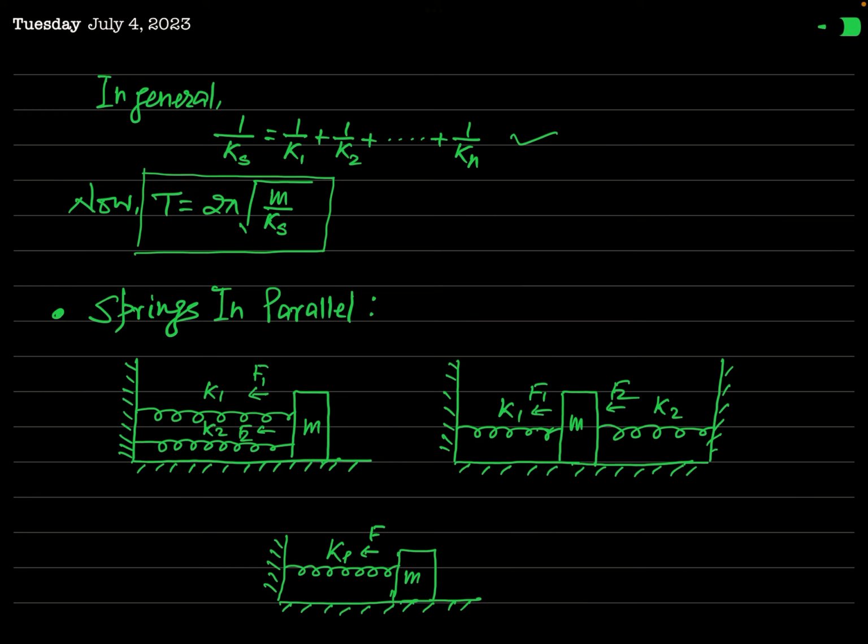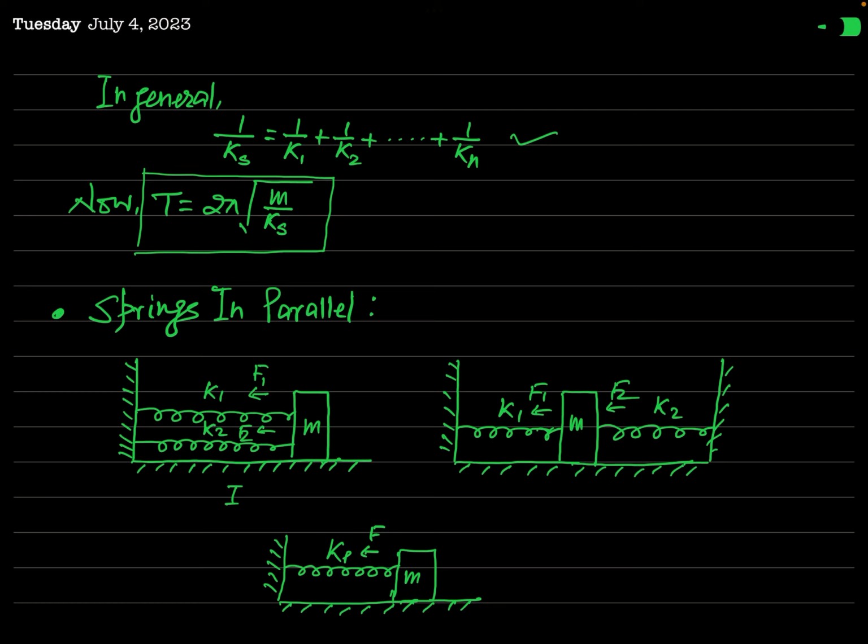Now let us see the case of springs in parallel connection. When one of the ends of all the springs are connected to the wall and the other ends connected to the same block, then the springs are said to be in parallel. As you can see in this first figure, there are two massless springs of spring constant K1 and K2, and they are connected in parallel, and a block of mass M is connected to them.